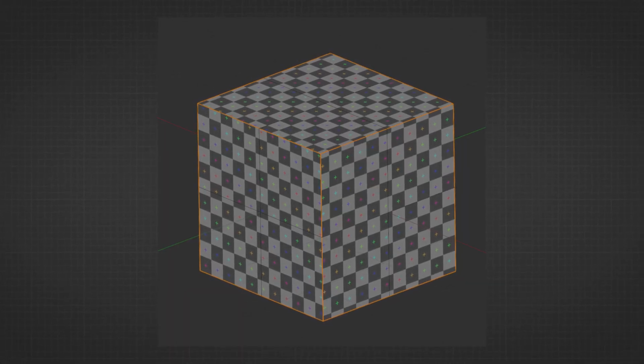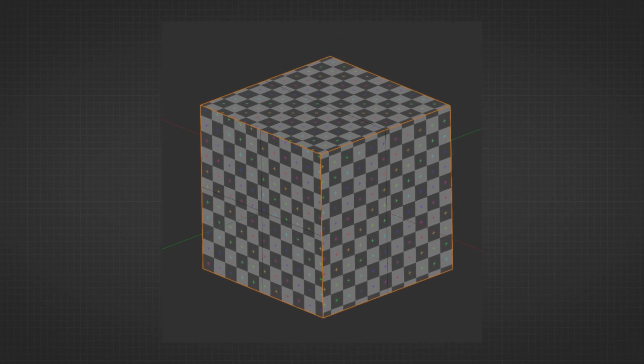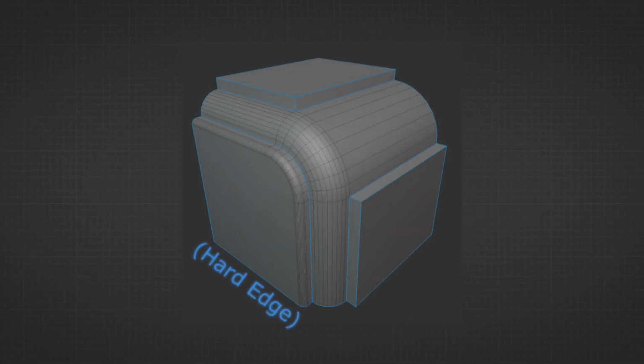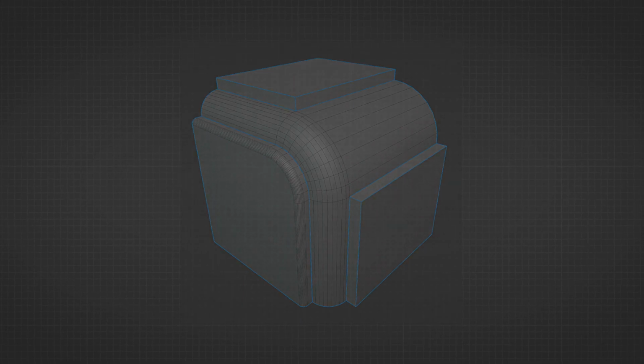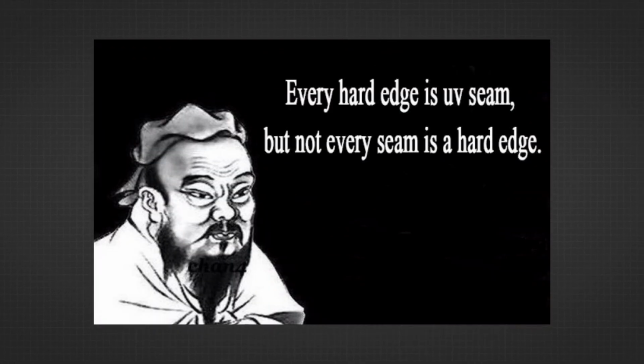And just to clarify a few notes about shading and mesh normals. If you're not familiar with hard edges, essentially, on these edges, the smooth shading has been split. This will make it difficult to get a good quality normal bake if you bake over these hard edges. So as Confucius says, make sure every hard edge is a seam.